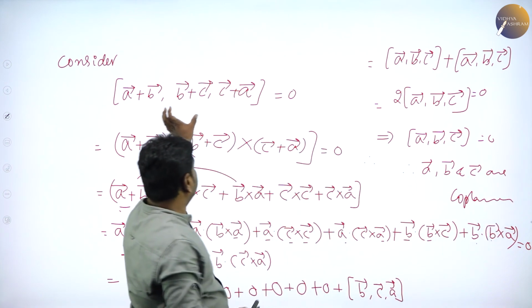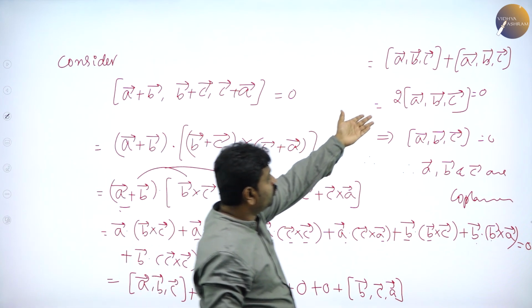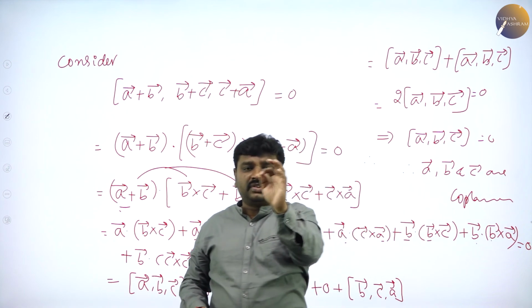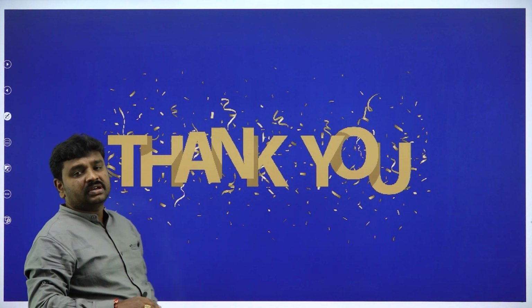Box [A+B, B+C, C+A] is 0 because they told coplanar. When I expand LHS, I got 2 box ABC. 2 box ABC is 0 means box ABC is 0. Box ABC is 0 means ABC box product is 0 means they are coplanar. Hence the proof. So by this I am concluding scalar triple product.